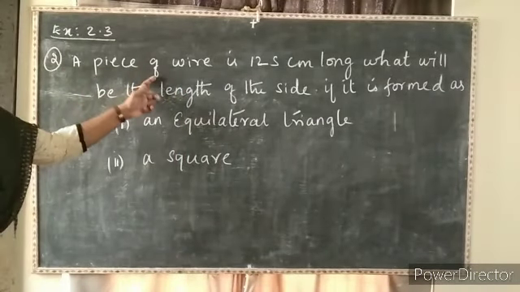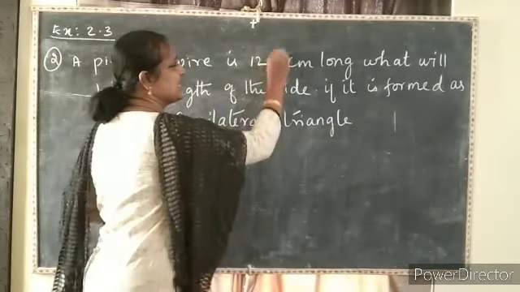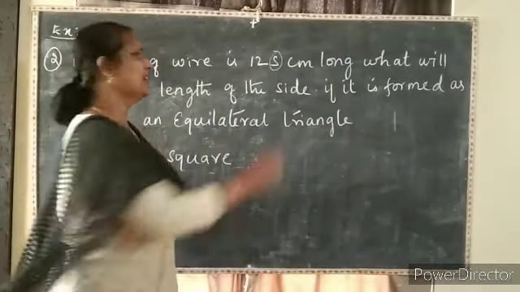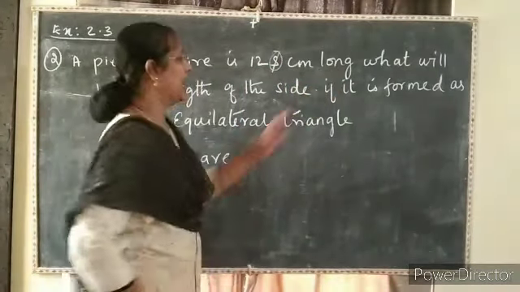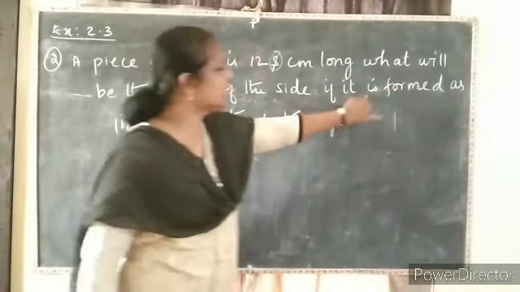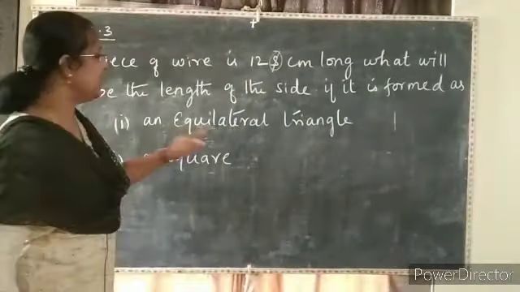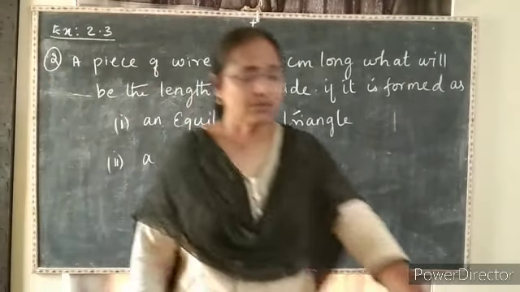A piece of wire is 12 centimeter long. Now this S stands for the sides. Okay, no need of this S. Actually it is 12 centimeter long, and what will be the length of the side if it is formed as an equilateral triangle or a square? Okay, now look into this.